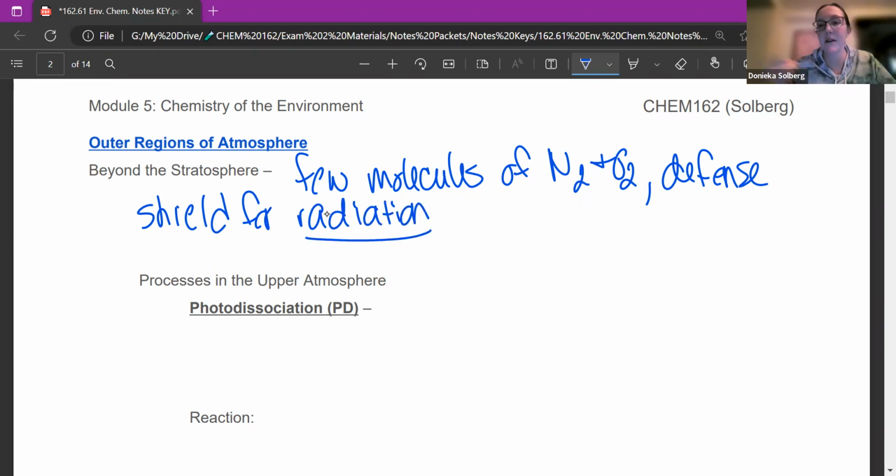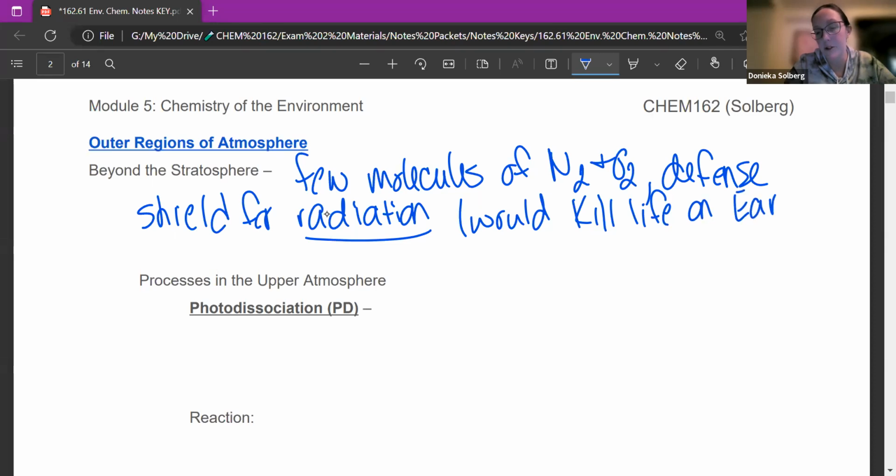Okay, if all that radiation actually made its way to Earth, we would not be here. It would kill life on Earth if it could reach us. So if we weren't protected by these regions of the atmosphere, we would not be here. A lot of other planets don't have atmospheres like this, and that is part of the many reasons that there isn't life, or hasn't been found life, on those other planets.